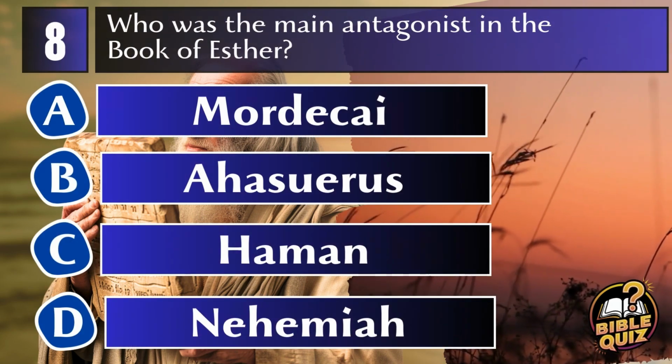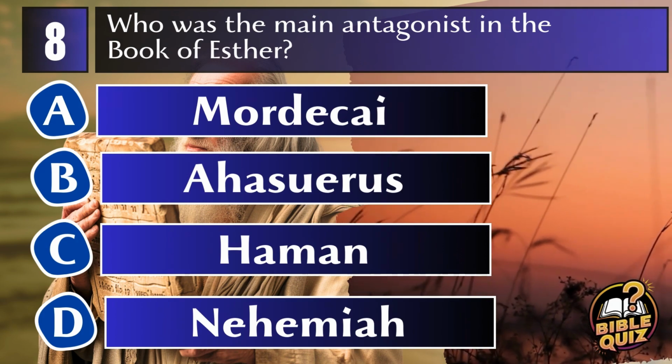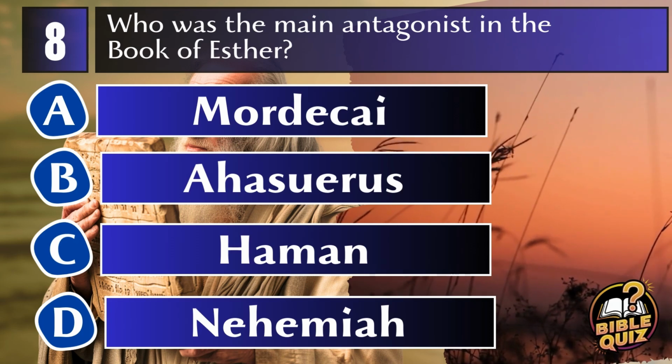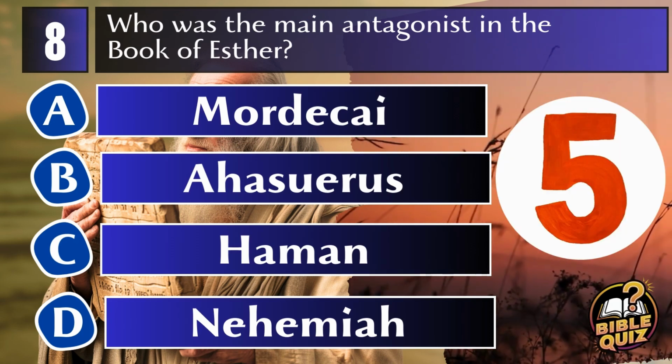Question 8. Who was the main antagonist in the book of Esther? A. Mordecai. B. Ahasuerus. C. Haman. D. Nehemiah.